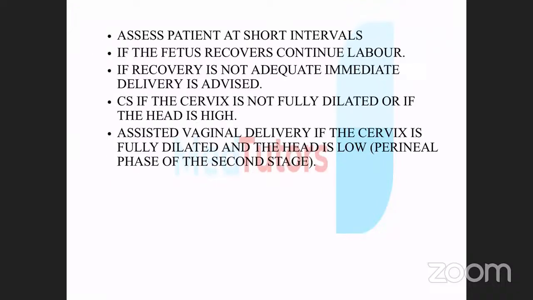Assess the patient at short intervals. If the fetus recovers after your resuscitation, you continue labor. If the recovery is not adequate, you immediately deliver the baby. If the cervix is not fully dilated and the head is high, you can do CS. But if the cervix is fully dilated or almost fully dilated and the head is low, you do assisted vaginal delivery. That's what I said earlier. Let's go. Next slide.